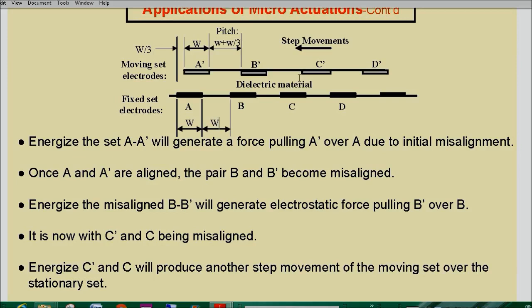And again you energize, and C and C dash will get aligned, but you see D and D dash will get the misalignment. In this way you can see the continuous misalignment exists, and energizing will make the motion, and it keeps on moving until the pair D and D dash. So what we have to do is carefully arrange the electrodes in the top and bottom plates, with the proper pitch, and apply the amount of voltage, that is the electrostatic force, that is required to provide a relative motion to the two sets of plates.